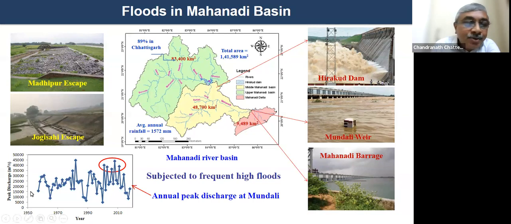Now, if we take a look at the floods in this basin, this figure shows the peak discharge or the peak floods at Mundali, that is at the mouth of the delta. You can see here that there are 6 big floods, that means floods above 35,000 cubic meters per second, which occurred in this particular basin. One of them was in 1982, and the rest 5 are from 2001 to 2011.